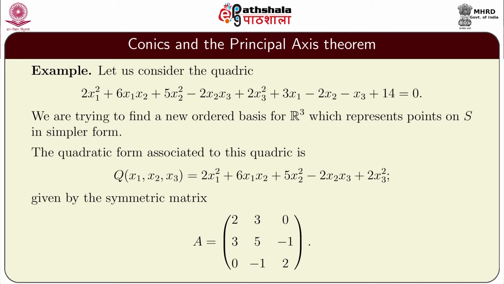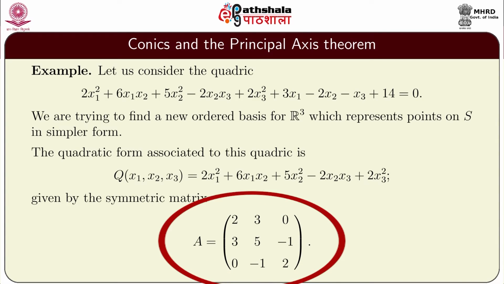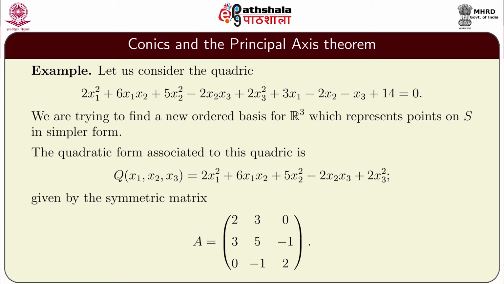So, let us begin with this quadratic form associated to this quadric, which is written as q of x1, x2, x3, and you see that homogeneous degree 2 polynomial over there, and that is given by the symmetric matrix whose first row is 2, 3, 0, second row is 3, 5, minus 1, and the third row is 0, minus 1, 2. We know how to write the symmetric matrix out of this quadratic form.